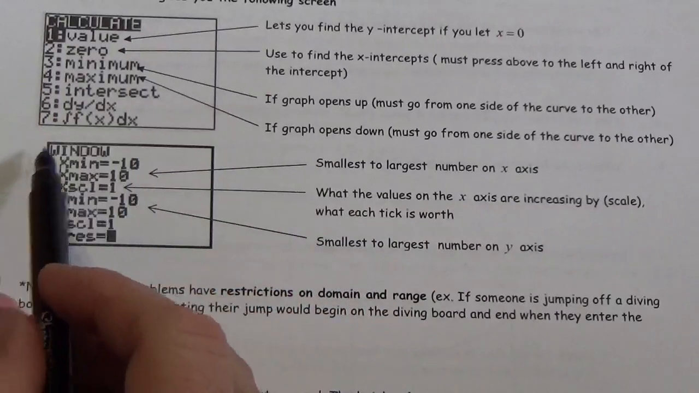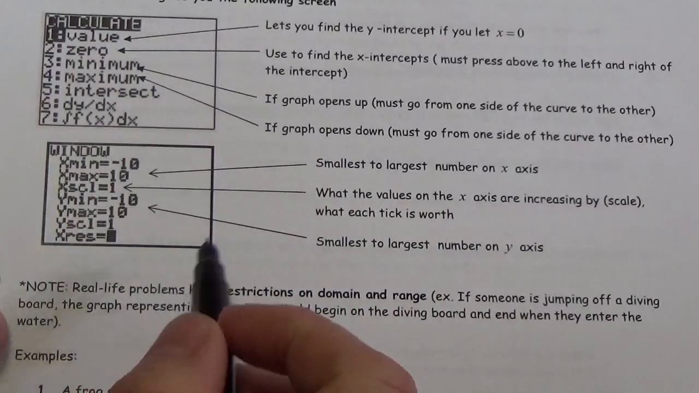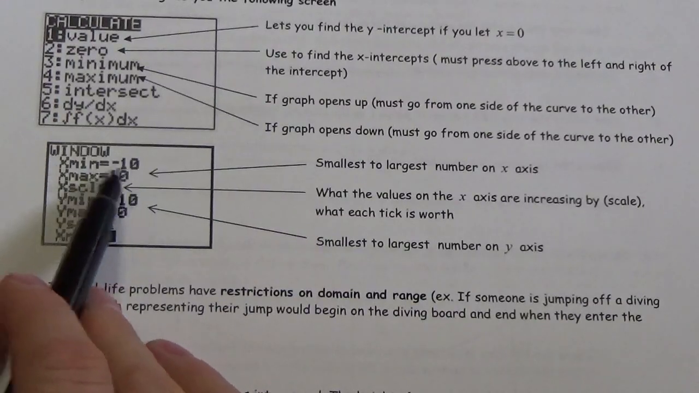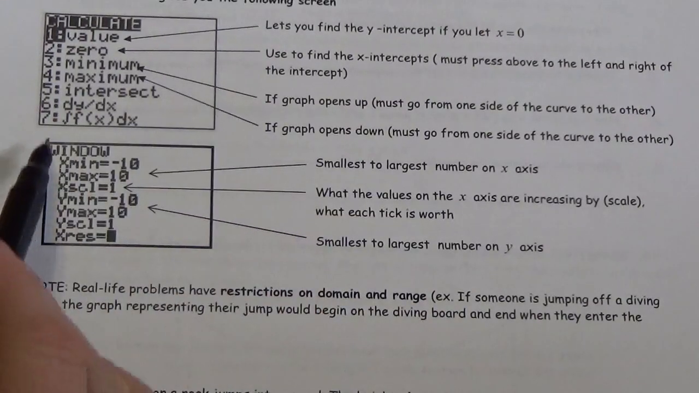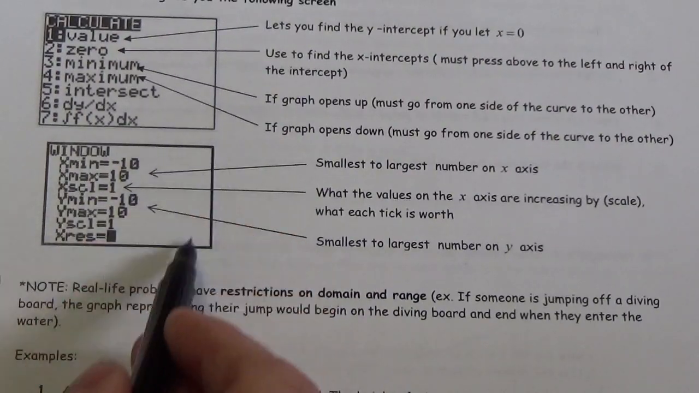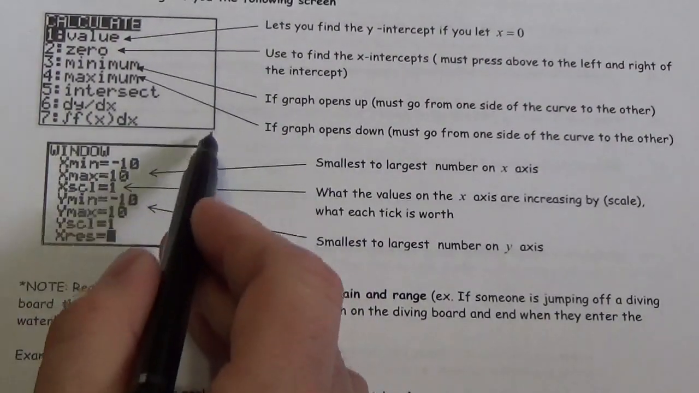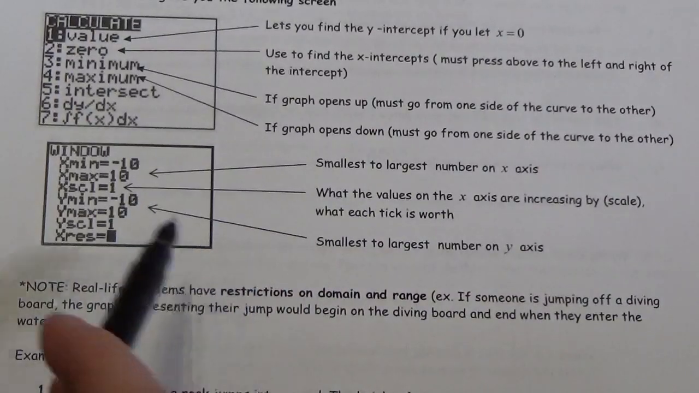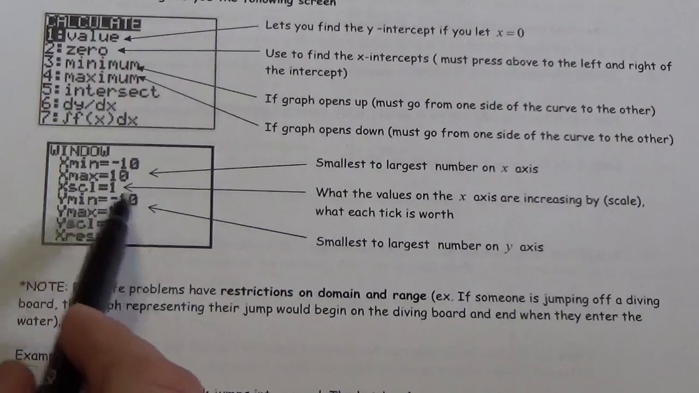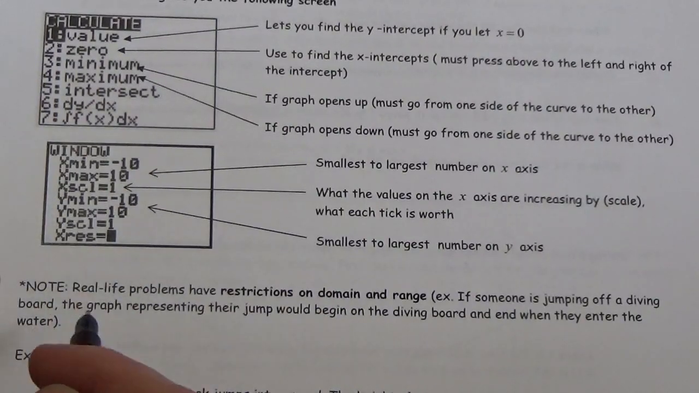Sometimes you have to adjust your window settings. Make sure that you understand how the window settings work when you press window. This number right here represents the x-coordinate on the leftmost side of the screen. X max is the x-coordinate of the rightmost part of the screen. Scale tells you what all the little marks go up by. The same thing is true for y min, y max, and y scale.